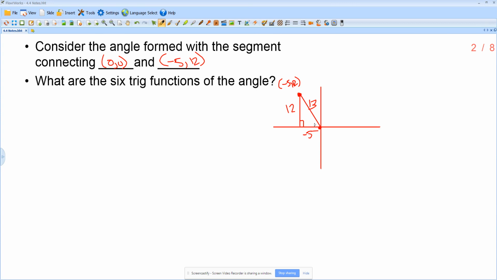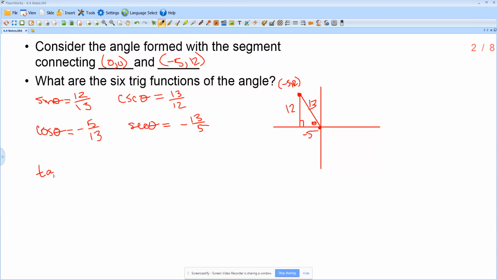Now, talking about this angle, the sine of the angle is opposite over hypotenuse, or the y portion over the r portion, so 12 over 13. Just to do it right away, the cosecant is the reciprocal, 13 over 12. Cosine is adjacent over hypotenuse, so negative 5 13ths. And secant is the reciprocal of that, so negative 13 fifths.